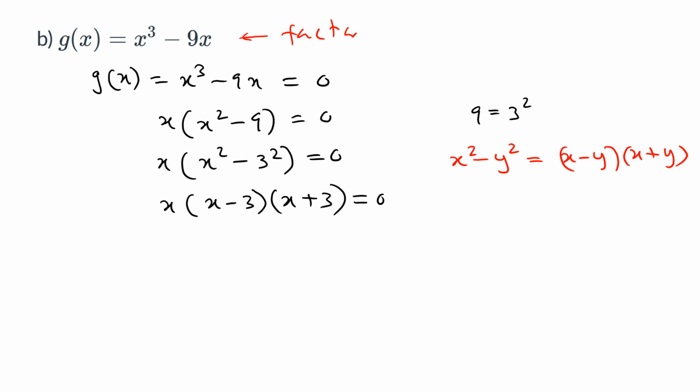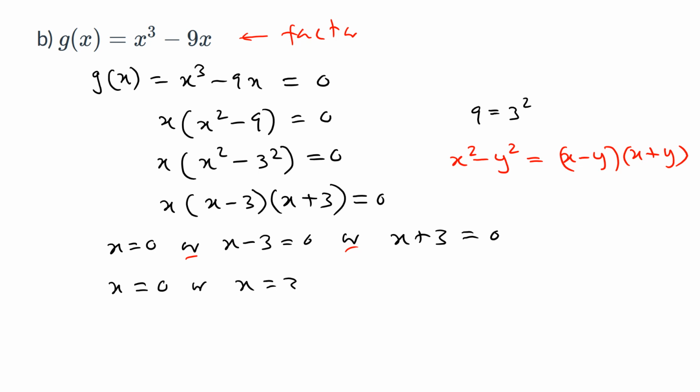Now since you have three factors, you can set each factor equal to 0. So x equals 0, that's one factor, or x minus 3 equals 0, or x plus 3 equals 0. Why do we write "or" there? The reason is when you have a product equal to 0, if one of them is 0, we don't need everything. That's why we set them equal to 0 one by one. So the solutions are x equals 0, or x equals 3, or x equals negative 3. So the solution set is plus or minus 3 and 0.